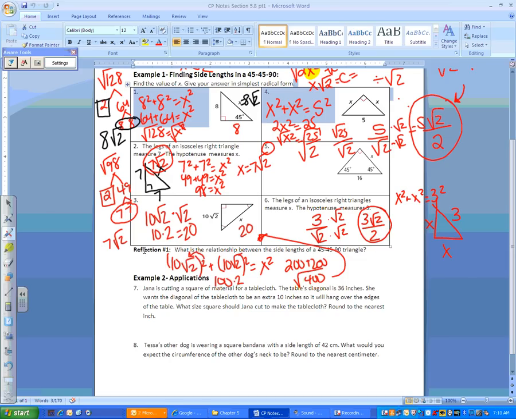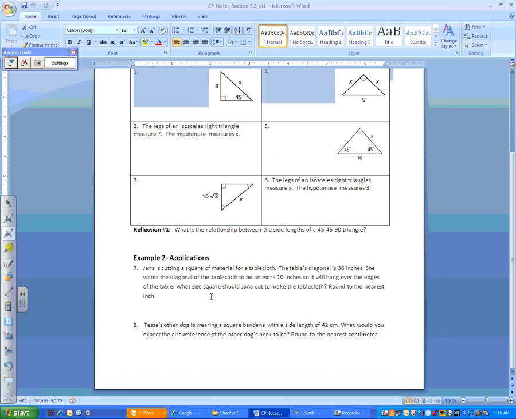Okay, so reflection number 1, what's the relationship between the side lengths of a 45, 45, 90 triangle? Go ahead and try to answer that reflection question. And then we have some fun word problems.